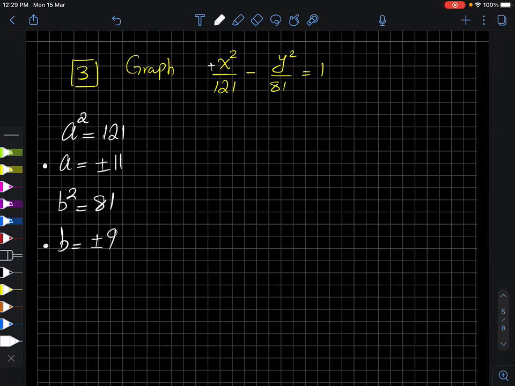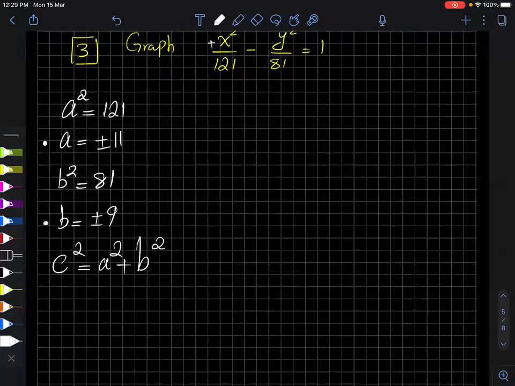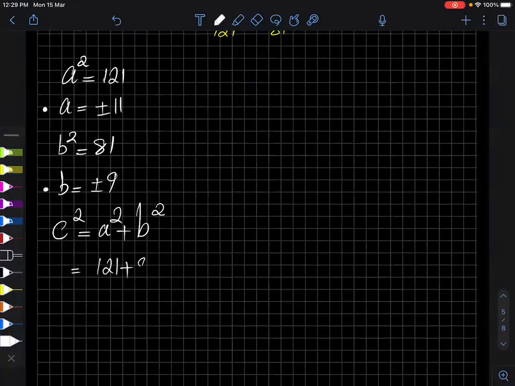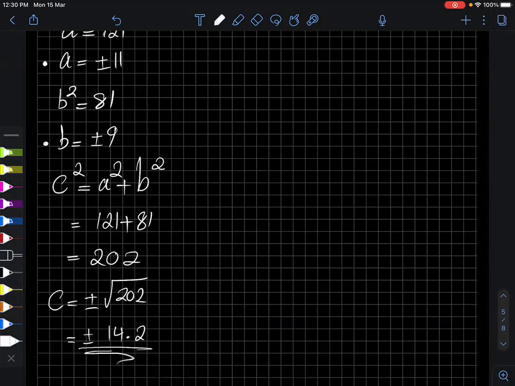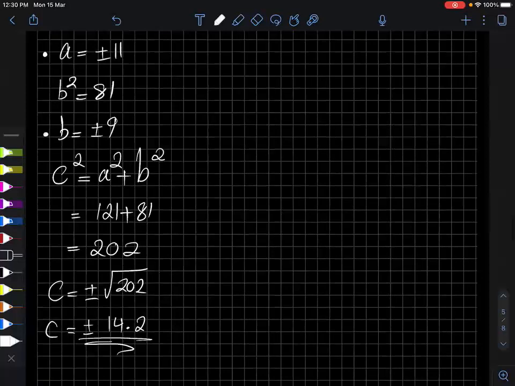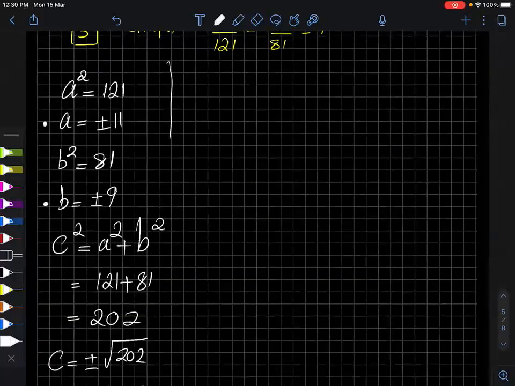Perfect. Now this is the c. c squared equals a squared plus b squared, so c squared equals 121 plus 81, which is 202. What's the radical of 202? In decimal form, it's about 14.2. So c is plus minus 14.2. I think that you have to do this work quickly.